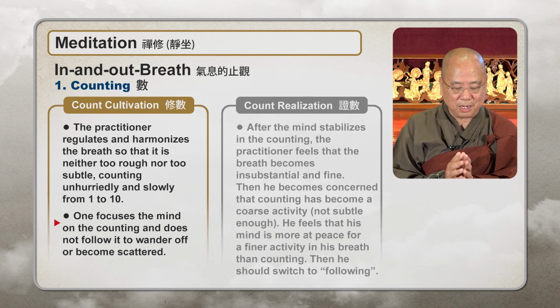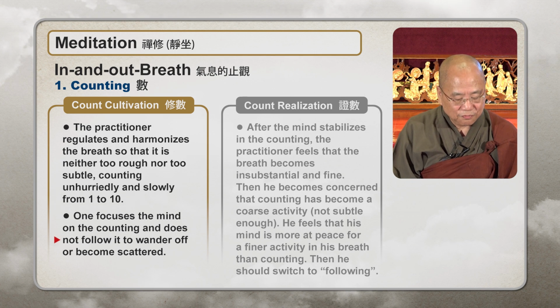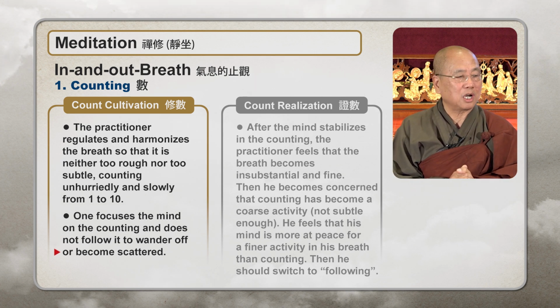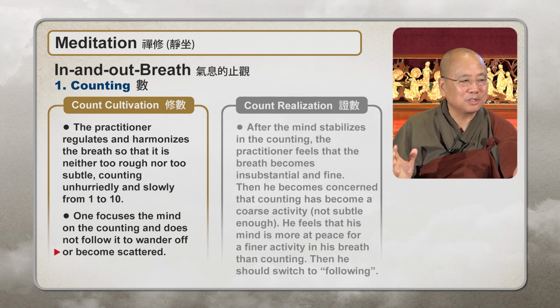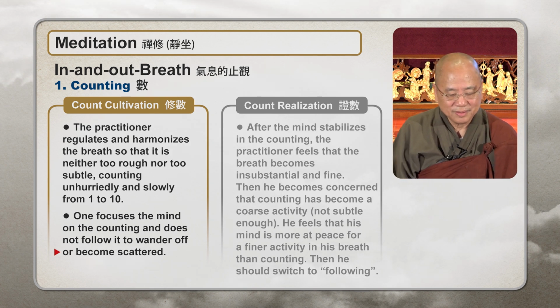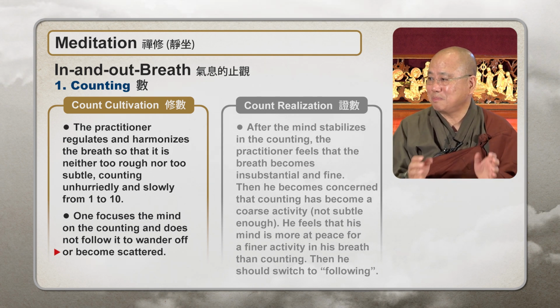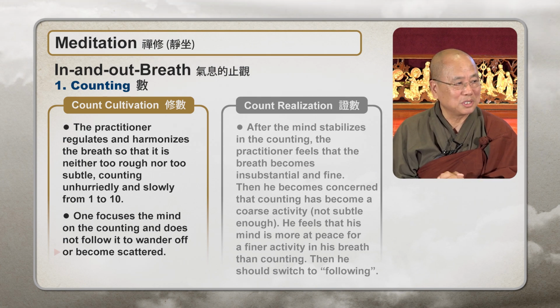One focuses the mind on the counting and does not follow it to wander off or become scattered. You only have a counting thought. That's how we cultivate it. Is it that simple? It sounds very simple. Counting sounds very simple, but it becomes very difficult because you lose your count. And sometimes when you're counting and counting and counting, the monkey goes to sleep. You doze off, you lose your count.